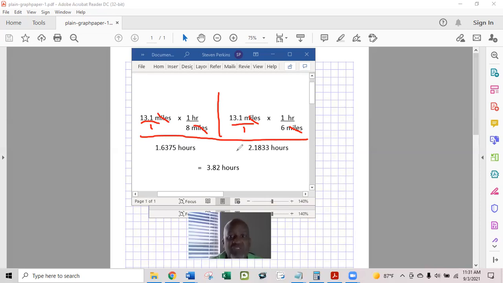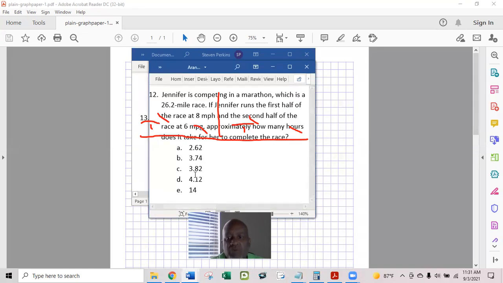So 1.6375 plus 2.1833 is equal to 3.82 hours. So if you go back to the original problem, the one that matches that closest is this one. So that's how you work that problem. And remember, rates can be flipped. It's the same relationship. All right, so stay tuned for more of the problems, and we'll see you later.